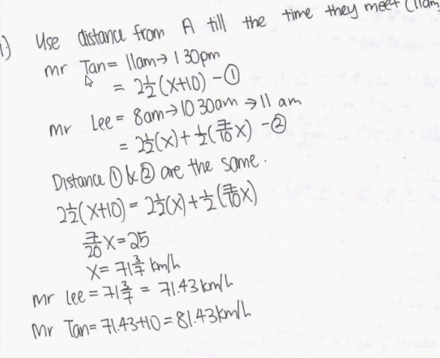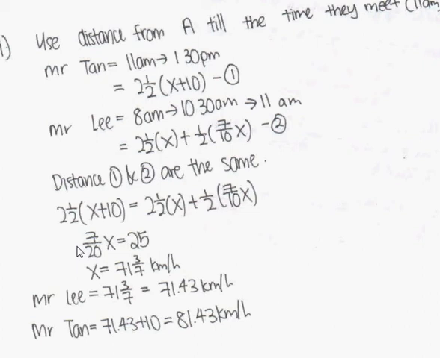So use that Mr. Tan travels from 11 AM to 1:30 PM, which is 2.5 hours, so the distance is 2.5 times (X plus 10). This is the distance from A till the time they meet, which is 11 AM. So Mr. Lee would travel from 8 AM to 10:30 AM, which is 2.5 times X on the straight road, while half an hour at 7/10 of X, which is the half hour he travels on the semicircular road. So you must understand that 1 and 2 are the same distance, so you can equate them together.